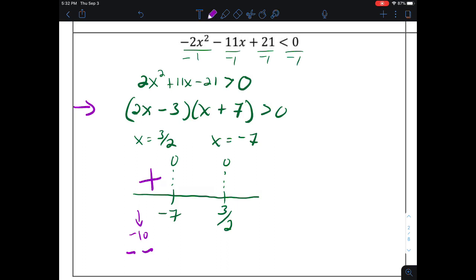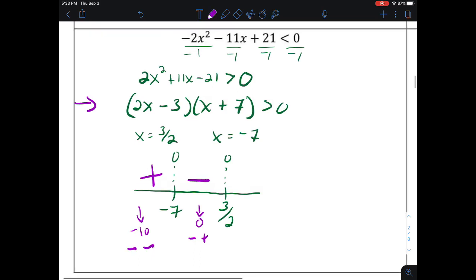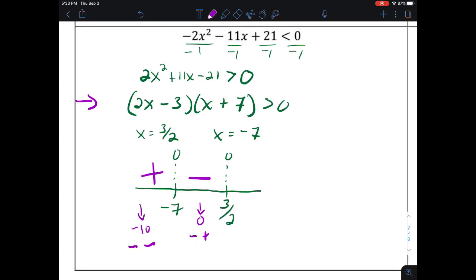Now let's go inside the next interval. Pick a number between negative 7 and 3 halves. So I'm going to pick 0. Put in 0 for x. We get negative number times positive number. Negative number times a positive number makes a negative. And then lastly, we pick a number bigger than 3 halves. So a number bigger than 3 over 2 would be 2. So I'm going to put 2 in and test it. 2 times 2 minus 3, positive. 2 plus 7, positive. Positive times a positive makes a positive.